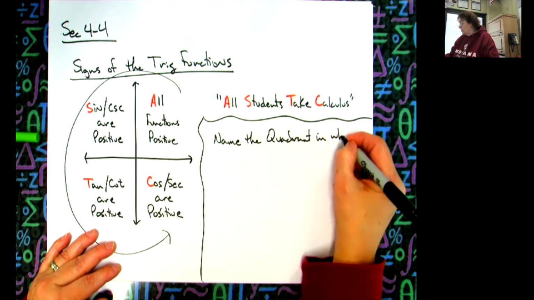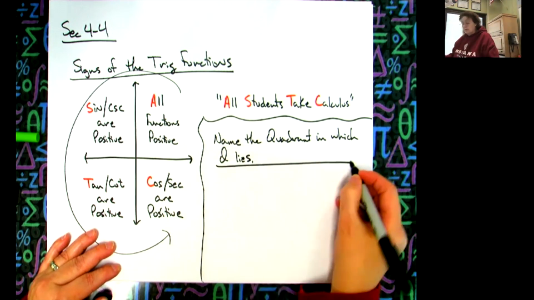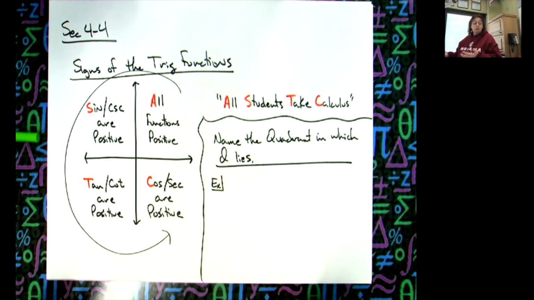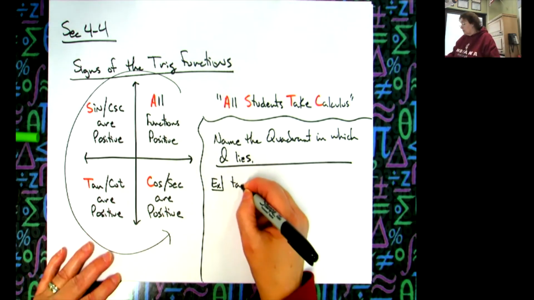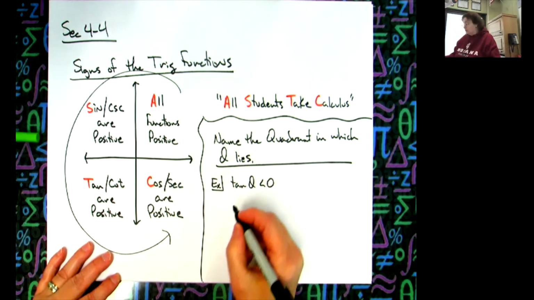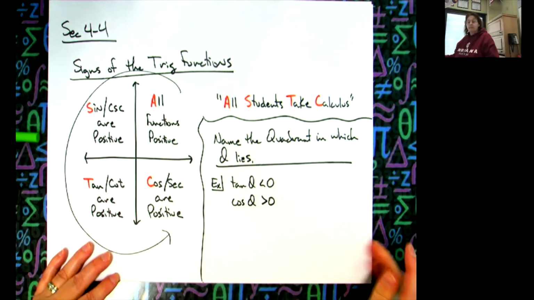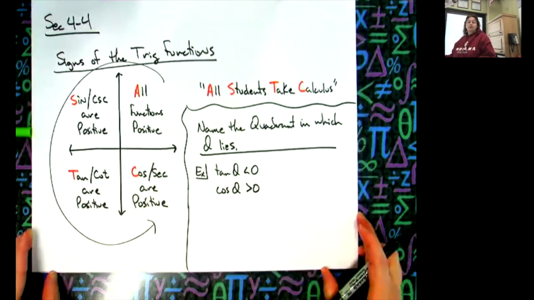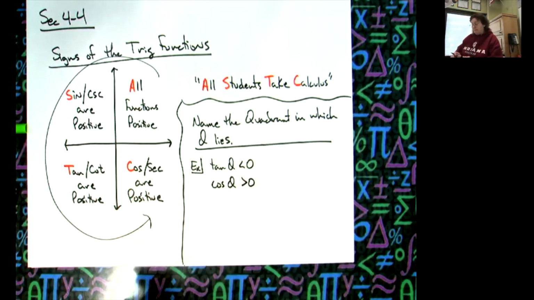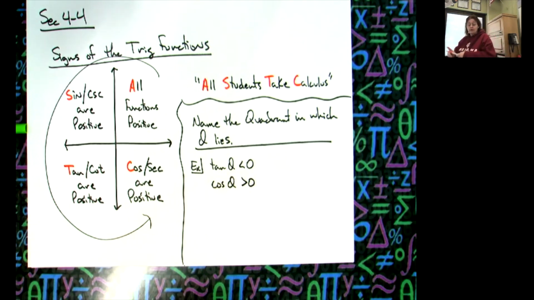So initially, I was going to say: name the quadrant in which theta lies. There's going to be our directions. They're going to give you two little clues. They may tell you that tangent of theta is less than 0, and they might also tell you that the cosine of theta is greater than 0. You're going to take a look at this and draw some conclusions. Almost every time, the first clue is going to lead you to two different quadrants.